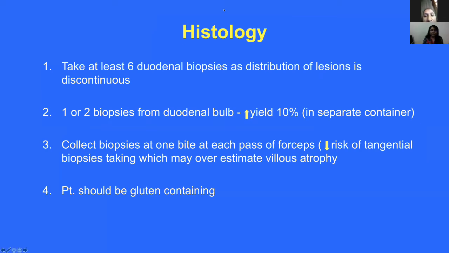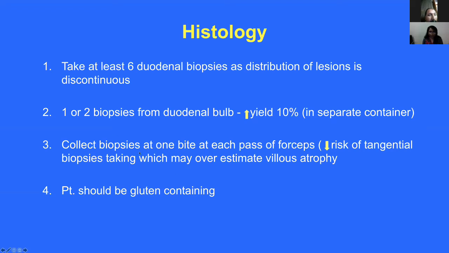At least we should take 6 duodenal biopsies. And as the disease is basically patchy to begin with, multiple biopsies need to be taken. And 1 or 2 biopsies should be taken from the duodenal bulb. It has been seen that it increases the yield in patients with celiac disease. And the biopsies should be taken with a single piece at one time. This is very important. As gastroenterologists, we must not use multi-bite forceps in which we can take 2 to 3 biopsies in one single shot, because the tangential biopsies by multi-bite may overestimate villus atrophy.